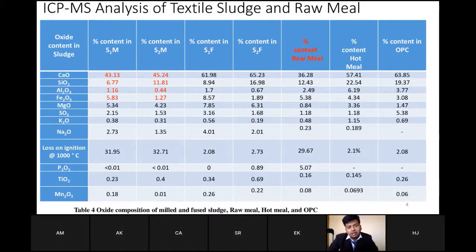So ICP-MS analysis was carried out for textile sludge, and it was compared with the raw mill. ICP-MS is one of the most accurate analytical techniques for analyzing the elemental oxide proportions. So you can clearly see the red highlighted. The textile sludge has high calcium oxide and enough silicon dioxide. But in the case of Al2O3 and iron oxide, the alumina and iron are low. So it is recommended to use some bauxite and iron ores for correction, to use textile sludge as an alternative raw material. And upon fusion, you can see the increase in concentration, but the actual concentration remains the same because of the loss on ignition.